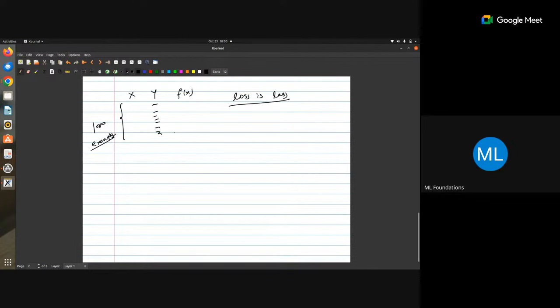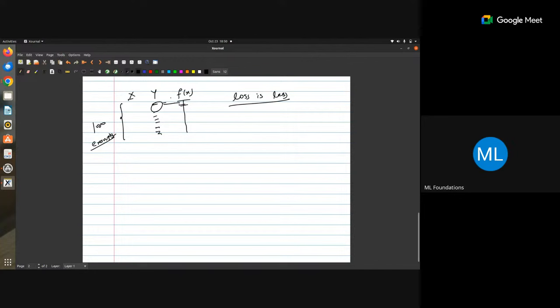Correct. So okay, how do you do that? You'll try to find out the values of f of x, right? And then you'll check whether this f of x corresponding to this training example gives me lesser errors, right? Okay, you did that, but that is fine.